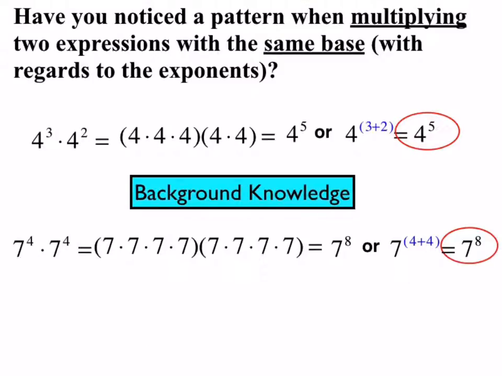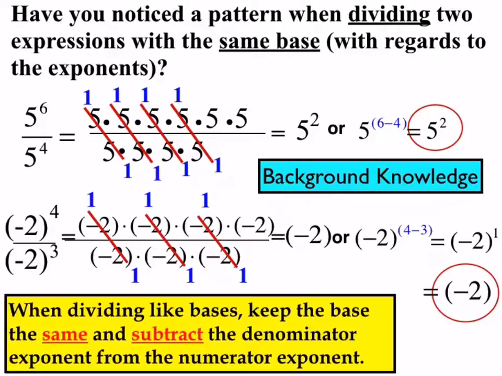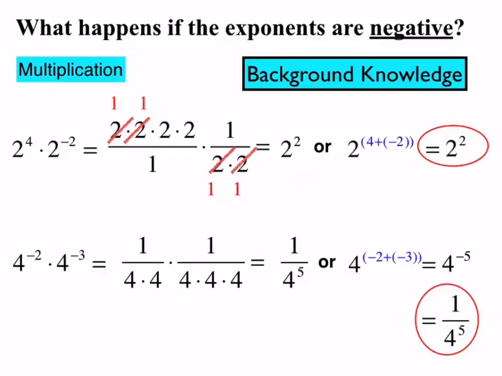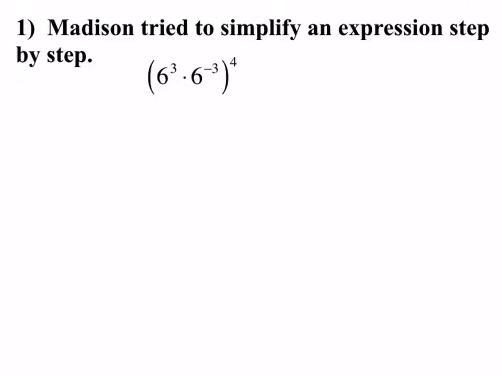All right, so background knowledge. Yesterday we went through the patterns that all of you had noticed as we were going through these exponent lessons. And so we came to the conclusion that when multiplying like bases, we keep the base the same and add the exponents. In division problems, when dividing like bases, keep the base the same and subtract the denominator exponent from the numerator exponent. And when we have a power to a power, when raising a base with a power to another power, keep the base the same and multiply the exponents. That works obviously with positive exponents and negative exponents. And that's what we talked about yesterday.